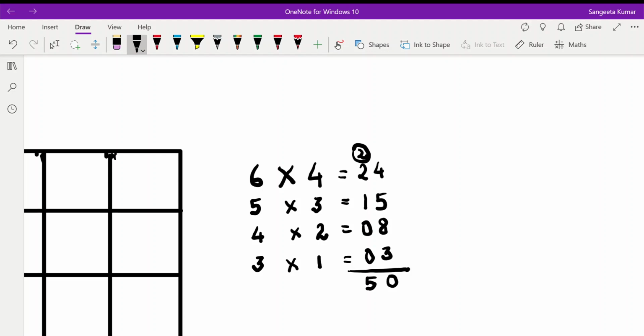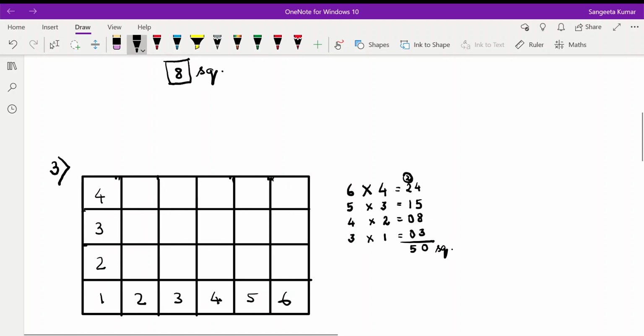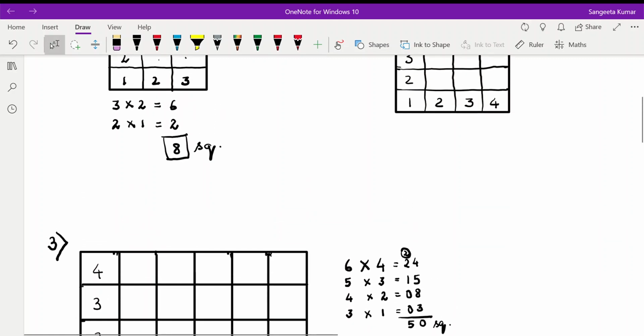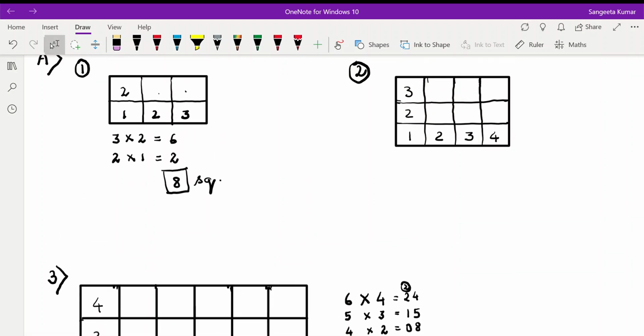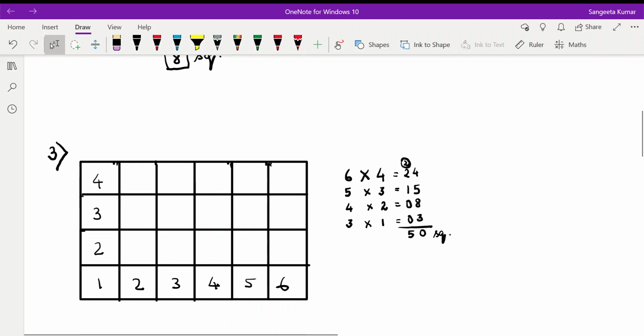So 50 squares altogether. This figure has 50 squares. I hope this is clear. The trick behind it is also clear. I have given you all a task of 4 and 3. You have to find out the number of squares, and here I have already solved.